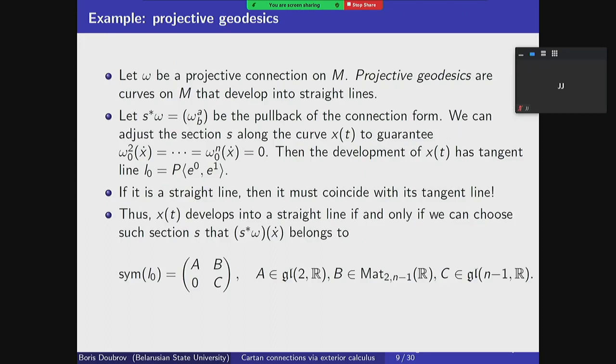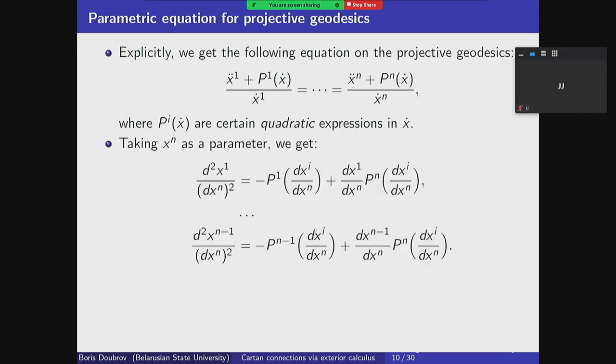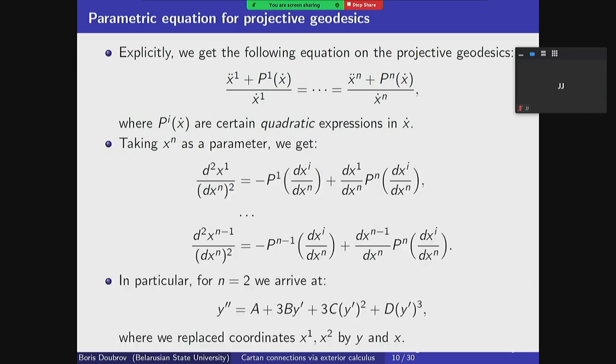And it turns out that we can write very explicitly the equation on projective geodesics. So these are the curves that develop into straight lines in flat projective space. And we ended up with very explicit expressions for these equations on projective geodesics. So just to illustrate that what we are speaking about can be computed very efficiently. So now, what is the topic of today's talk?